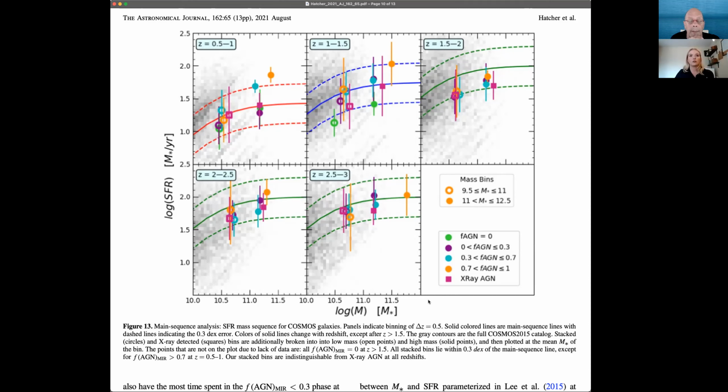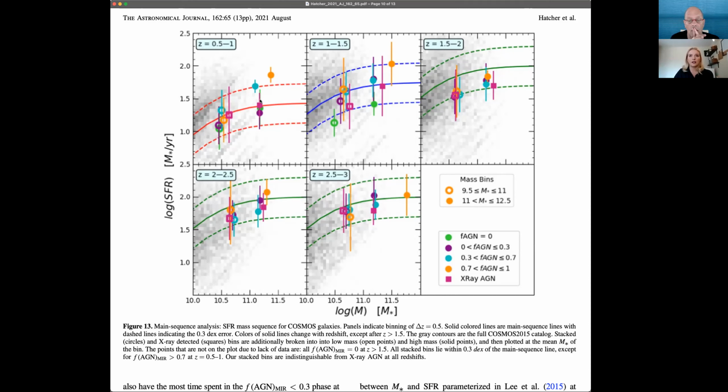And so those are the equations. Again, the gray in the background is the COSMOS field as a whole. The colors are the FAGN bins. They have now additionally been divided into high mass and low mass. The open circles are low mass, 9.5 to 11, and the solid are 11 to 12. Additionally, instead of doing the X-rays in those bins, we just did a full one of the X-ray AGN. It's just that pink square, instead of also divided by FAGN, because we know that they are X-ray AGN. They were all above the X-ray line.